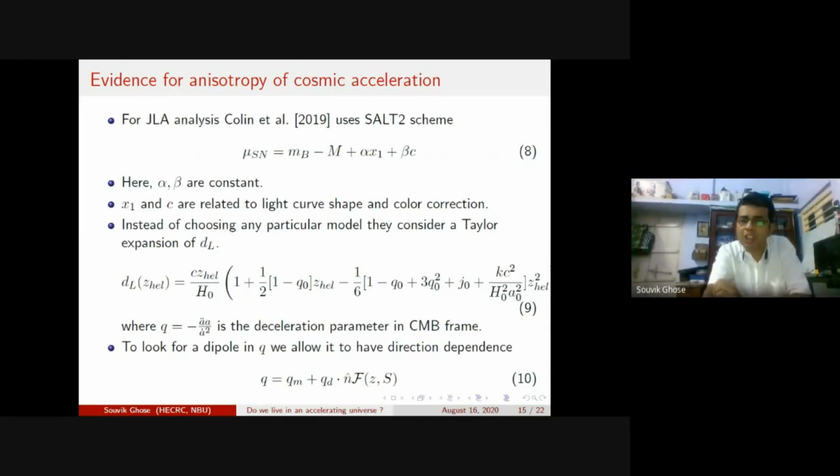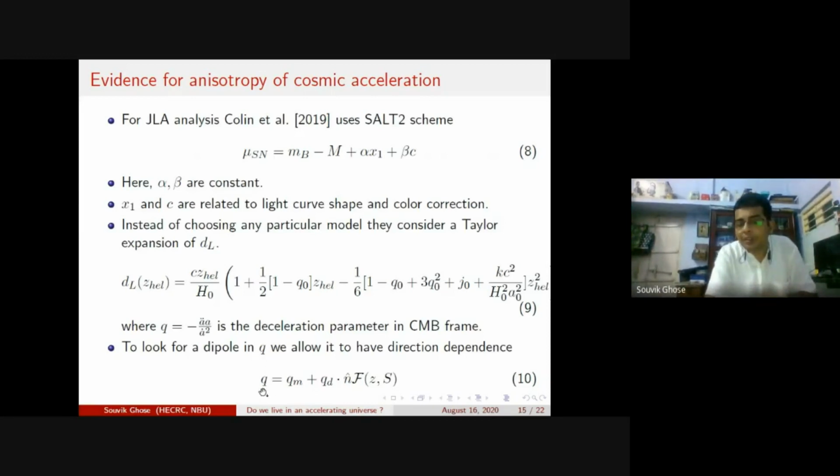Now, instead of choosing any particular model, they consider a Taylor expansion of the luminosity distance. The cross reference is given, so you can go to the Visser paper, which has a detailed discussion on how this formula was derived. Anyway, this q here is the deceleration parameter, and q0 stands for the present value. This j0 is called the jerk parameter, and if you go to higher orders, you will encounter something called the snap parameter. To look at whether there is any dipole term present is the acceleration parameter, deceleration parameter q.